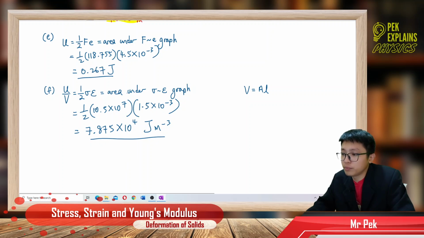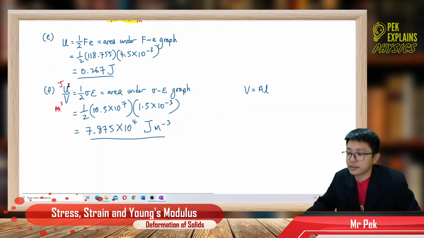Why joule per meter cube? Because strain energy is in joule and volume is in meter cube, isn't it? So joule per meter cube. That's the strain energy per unit volume. That's the answer.